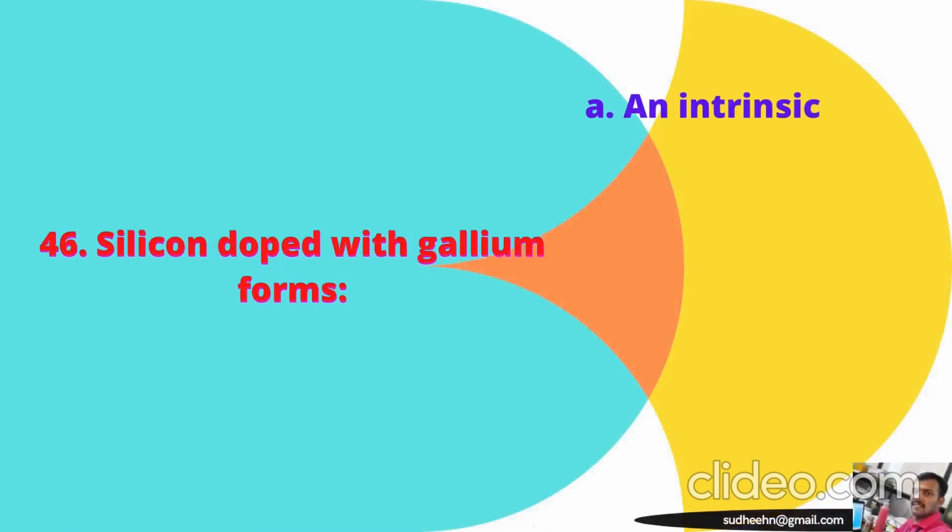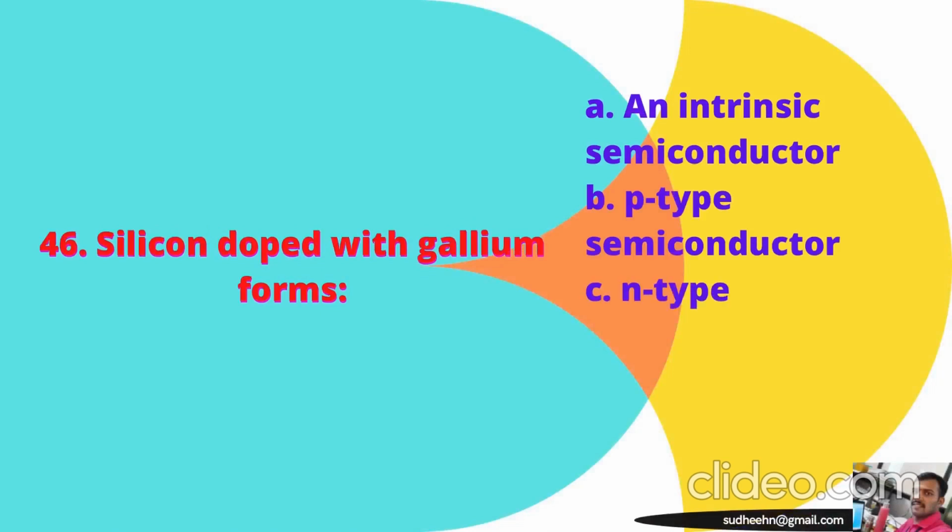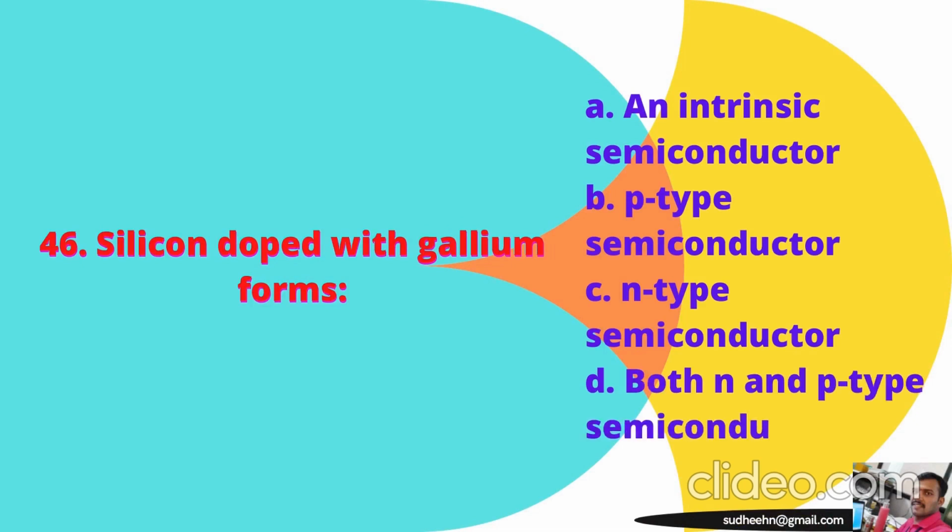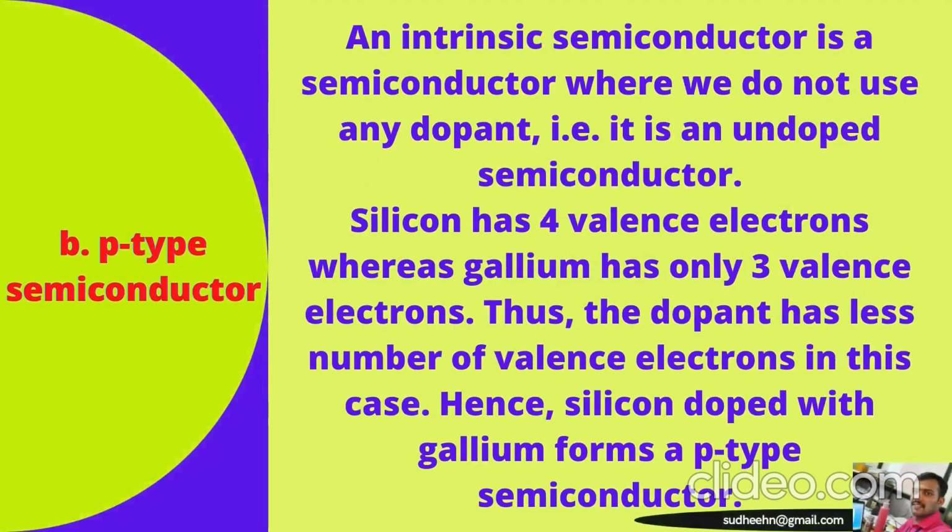Question number 46. Silicon doped with gallium forms an intrinsic semiconductor, option B, P-type semiconductor, option C, N-type semiconductor, and option D, both N-type and P-type semiconductor. The right answer is option B, that is P-type semiconductor. Because we know that an intrinsic semiconductor is one where we do not use any dopant, that is, an undoped semiconductor. Silicon has 4 valence electrons, whereas gallium has only 3 valence electrons. Thus, the dopant has fewer valence electrons in this case. Hence, silicon doped with gallium forms a P-type semiconductor.